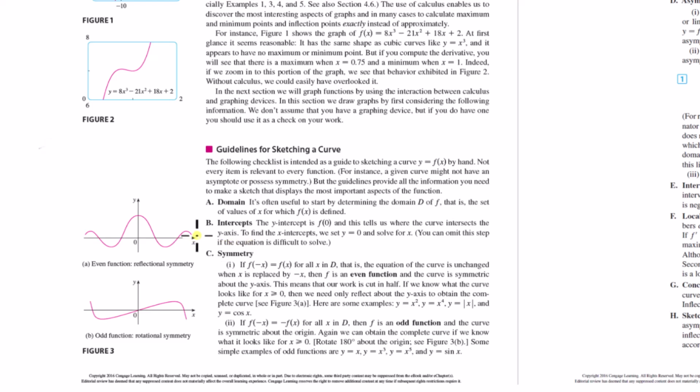Then next you find the intercepts, the x and the y intercepts. This is still algebra, right? So how do you do that? You set x equal to 0, solve for y, that's the y intercept. Then you set y equal to 0, solve for x, that's the x intercepts, and you just list those out. We're not drawing the curve yet. We're just listing all this stuff out.